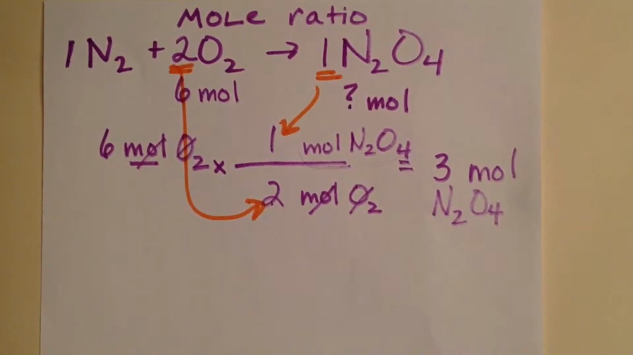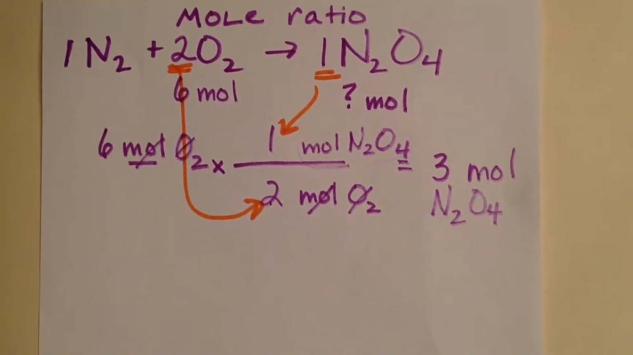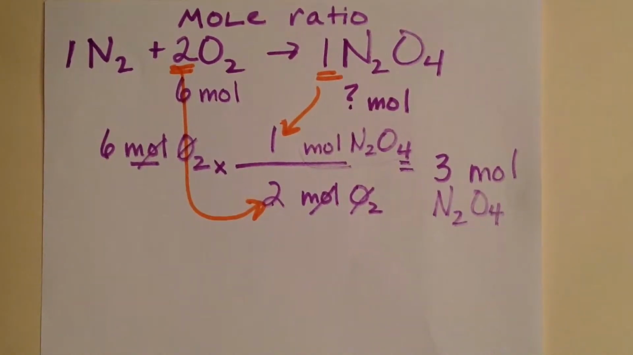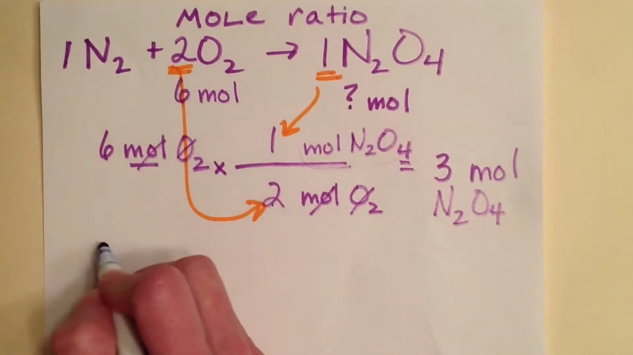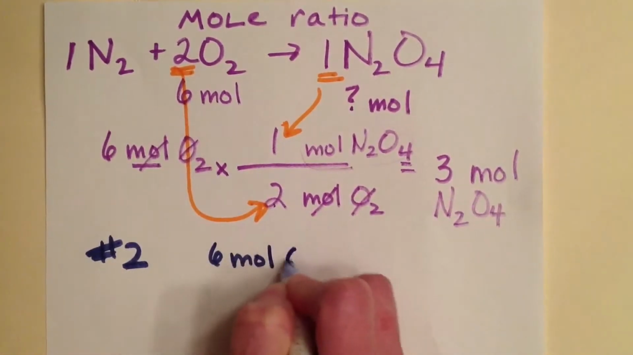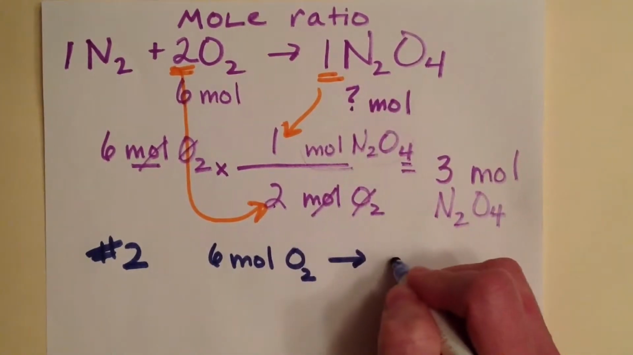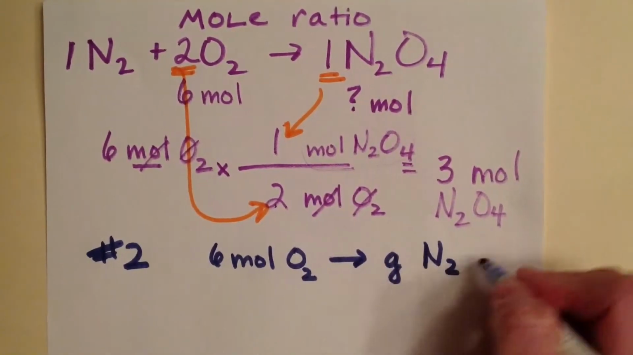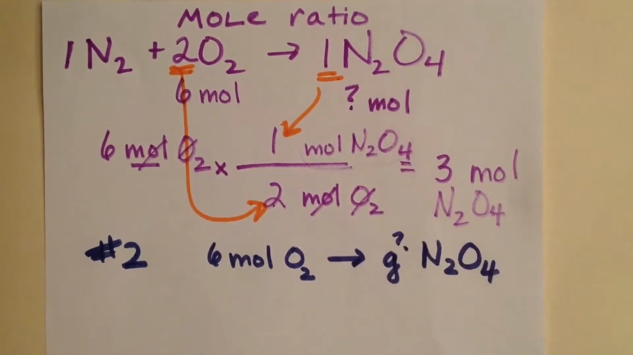This is stoichiometry 2. What we're going to do is the same problem that we did in stoichiometry 1. However, this time we're going to go one more additional step. And instead of being given 6 moles of oxygen and determining how many moles of dinitrogen tetroxide we have, we're going to determine how many grams of dinitrogen tetroxide we have. So in this second problem, we're given 6 moles of oxygen, and we need to find the mass of dinitrogen tetroxide that we have.